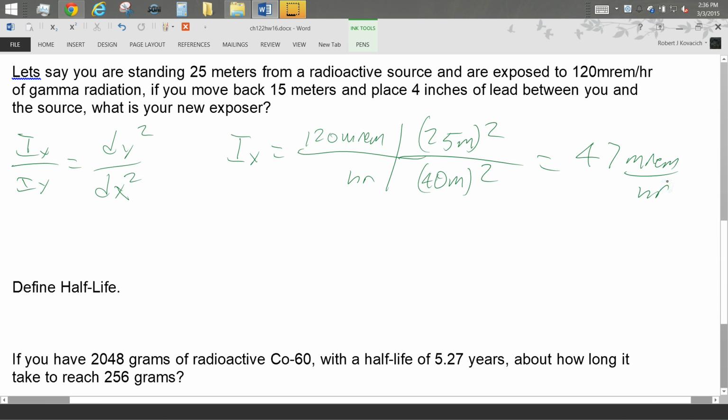Okay, so that's the intensity if I didn't use any shielding, and this is gamma, and we said we're going to throw 4 inches of lead up. So every 2 inches of lead with gamma reduces the intensity to 1/10 of what it was before. So the first 2 inches of lead is going to reduce it from 47 to 4.7, and then the other 2 inches of lead is going to reduce it to 0.47. So my actual intensity at this new distance with the shielding is 0.47 millirem per hour.